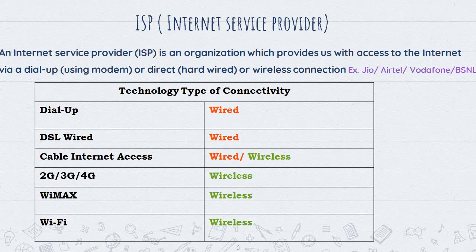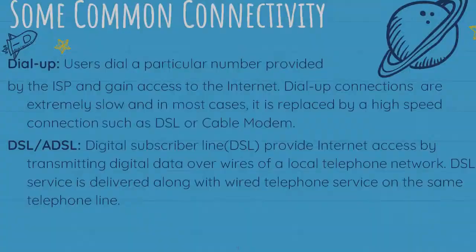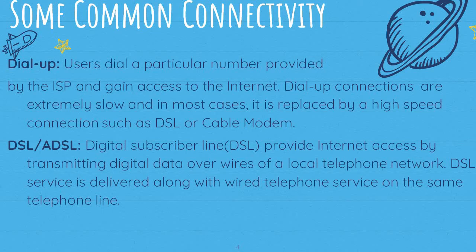Now come the internet service provider. The companies which are providing us internet connections are known as ISP. Example: Jio, Airtel, Vodafone, BSNL. Among these connections, some are wired based, some are wireless. Dial-up connections, DSL, cable internet connections are wired based. Rest 2G, 3G, 4G, WiMAX, Wi-Fi are wireless based connections. Now we'll learn about detail of these connections.